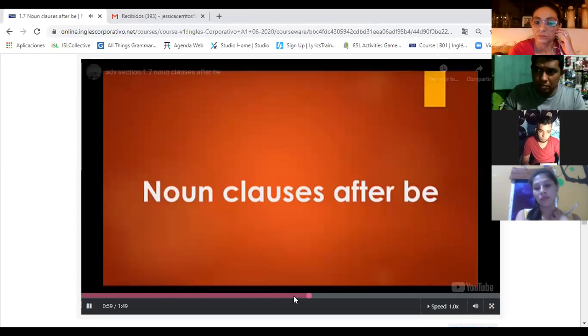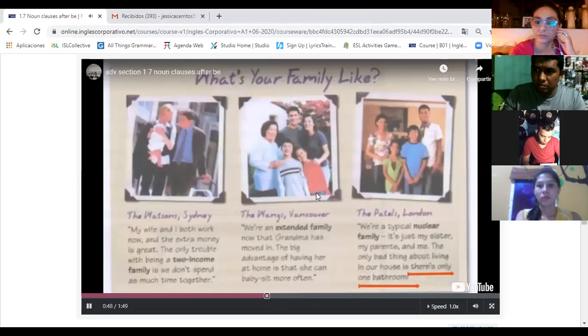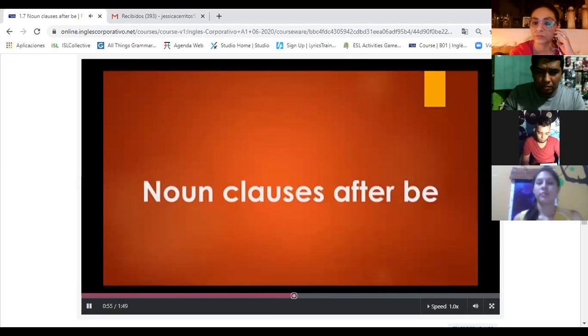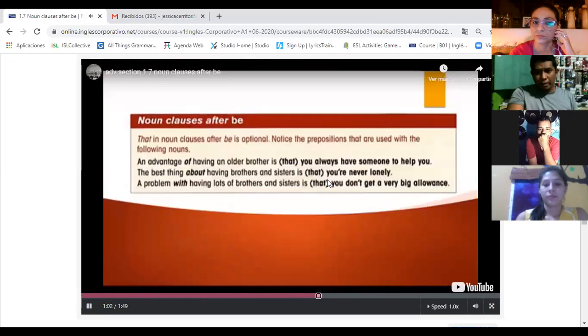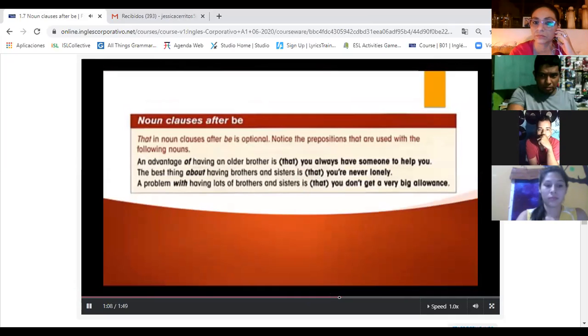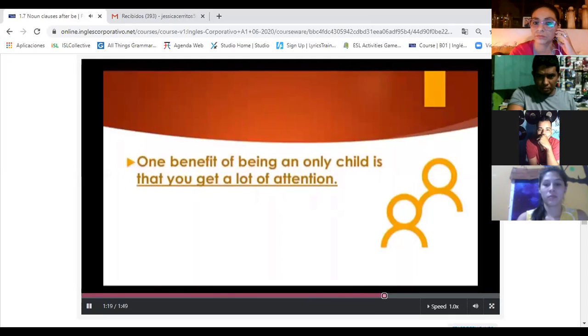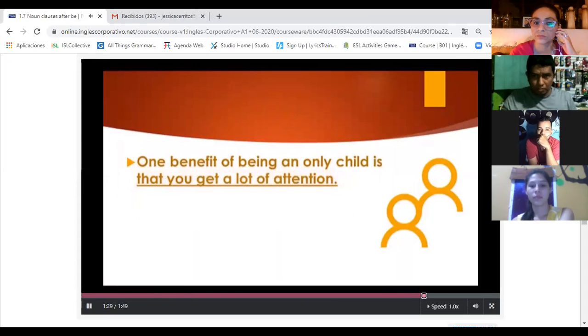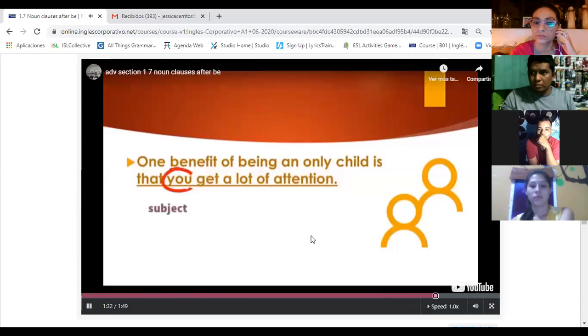Noun clauses after be. Remember, a noun clause is a group of words that function together as a noun. It can be the subject of a sentence or the object of a verb. We want you to pay attention to the word that signals the beginning of a noun clause. That in noun clauses after be is optional. Also notice the prepositions that are used with the following nouns. Let's work on an example. One benefit of being an only child is that you get a lot of attention. That you get a lot of attention is a noun clause. Every noun clause has a subject and a predicate. In the above example, you is the subject and get is the verb.